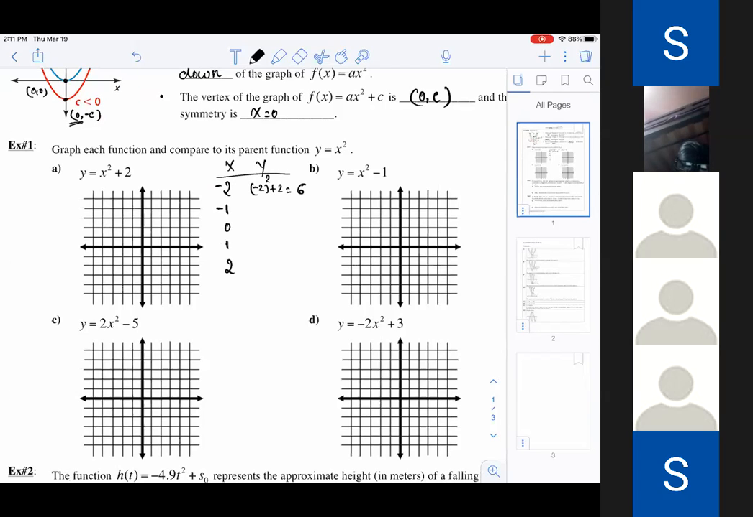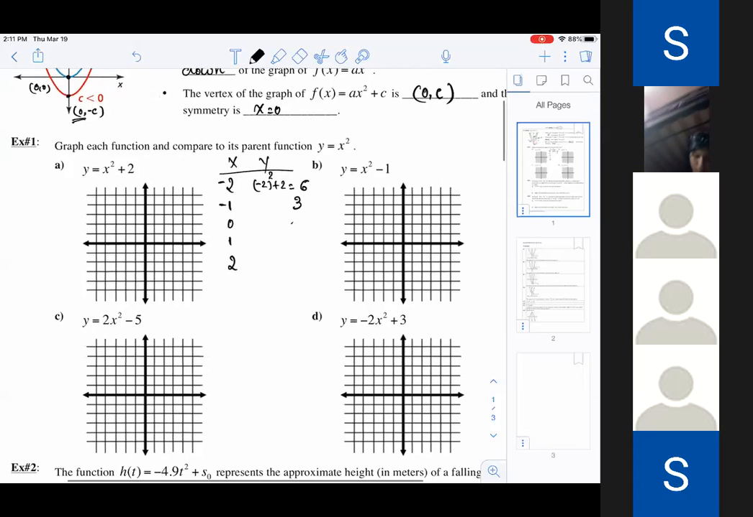When it is -1, it's going to be 3. When it is 0, it is 2. When it is 1, it's going to be 3. Correct, and 2 is 6. That's correct. Now plot the points.